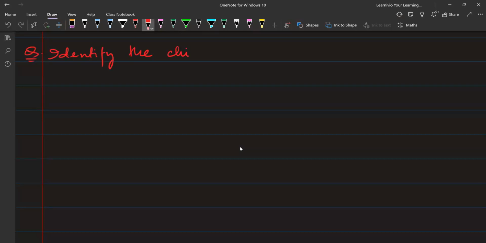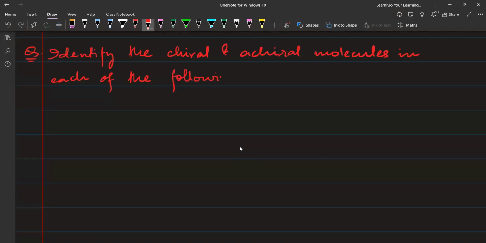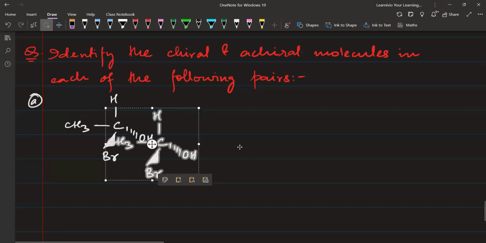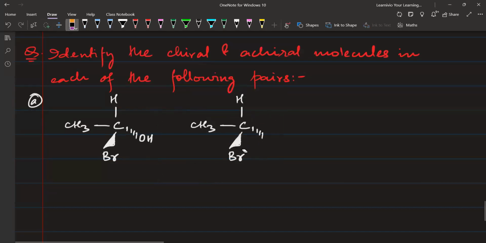Identify the chiral and achiral molecules in each of the following pairs. In these two, which one is chiral? You have to identify that.